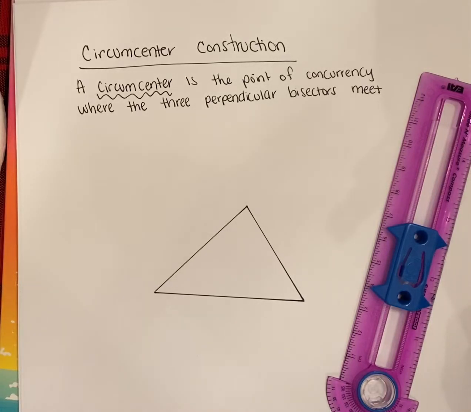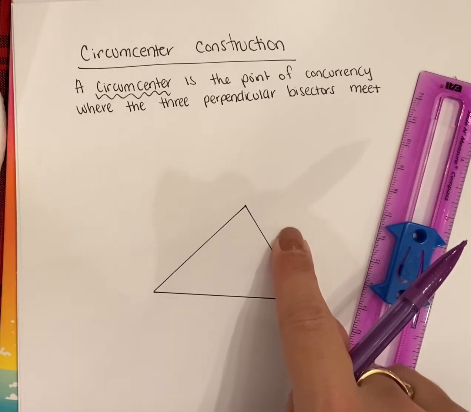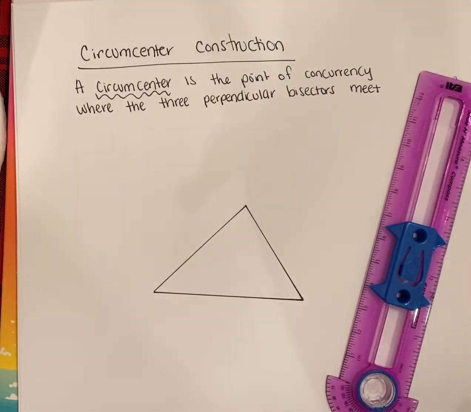So circumcenter constructions. A circumcenter is a point of concurrency where all three perpendicular bisectors meet. So we're going to construct a perpendicular bisector of, technically you're really supposed to do 3 sides, but once you have 2 of the sides, you can actually stop.